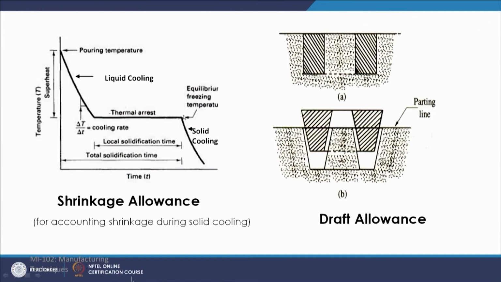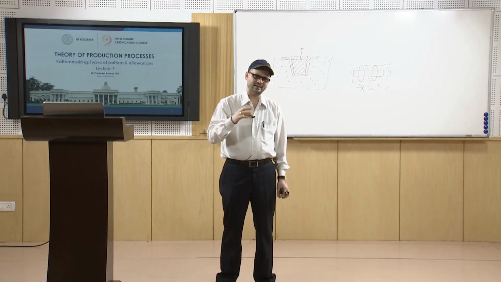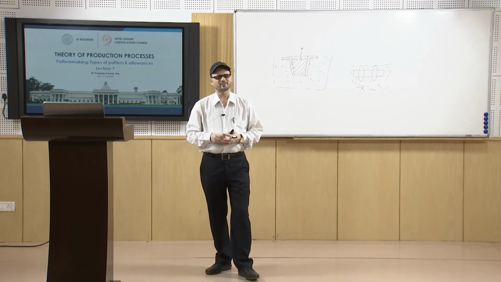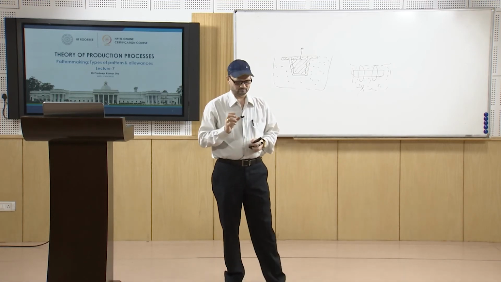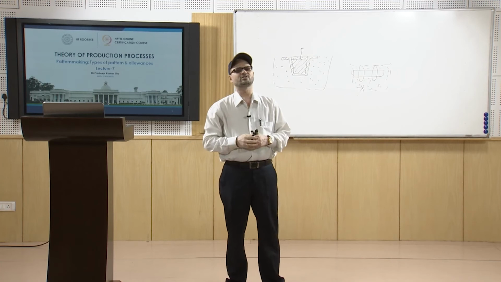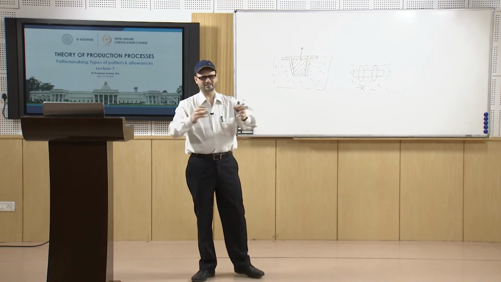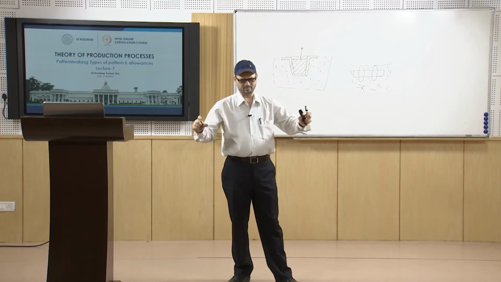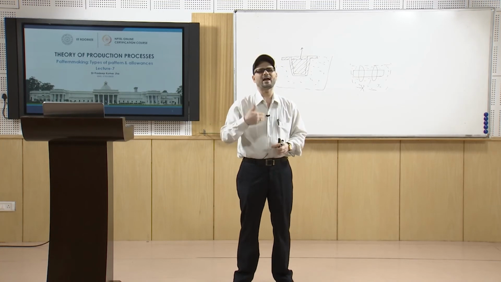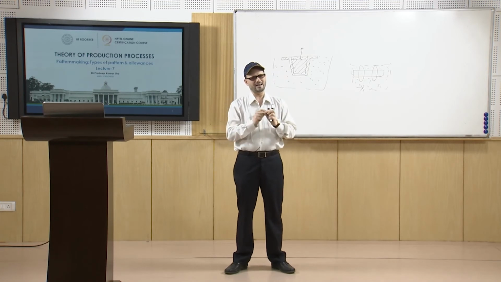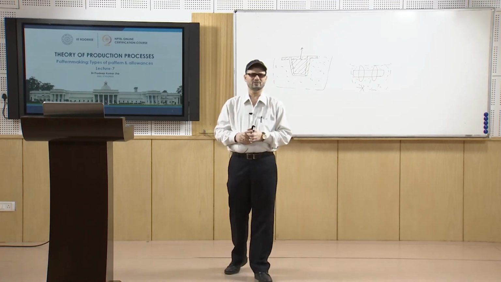Then you have solid cooling. In solid cooling you have the cooling from equilibrium temperature to the room temperature. That cooling occurs in the solid state, and this is compensated by giving the pattern allowance, that is shrinkage allowance. This shrinkage allowance will be a certain percentage, and a certain dimension will be taken depending upon the section size, and that will be added to the actual dimension of the cast product. So, you will have some extra additive dimension.